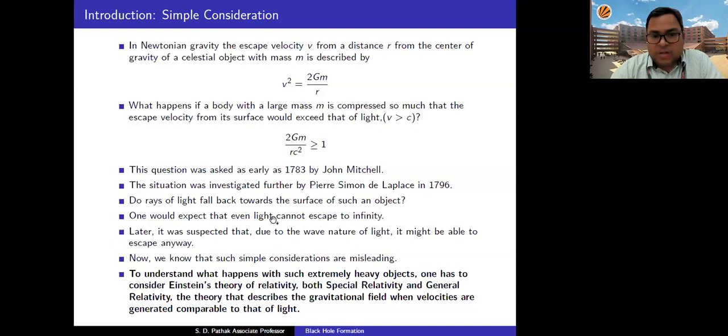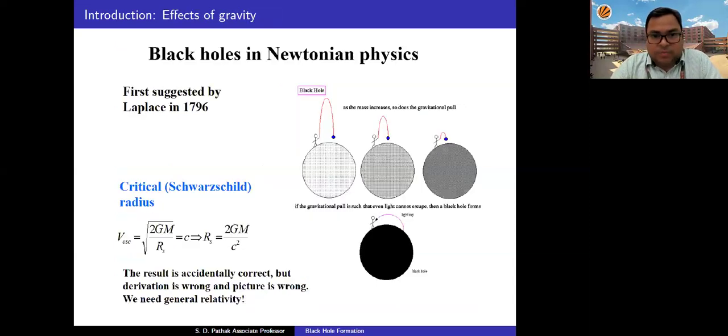In fact, to understand what exactly happens with an extremely heavy object, and how an object cannot leave the surface of any celestial object, that will be part of Einstein's theory of relativity. Einstein's theory of relativity is basically the theory of gravity by inclusion of special relativity. Once you incorporate special relativity with Newtonian gravity, that theory is called the general theory of relativity, right? So look at this picture.